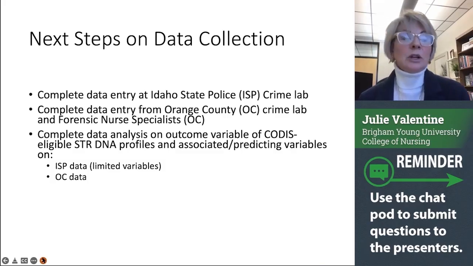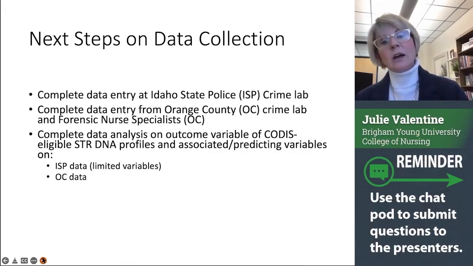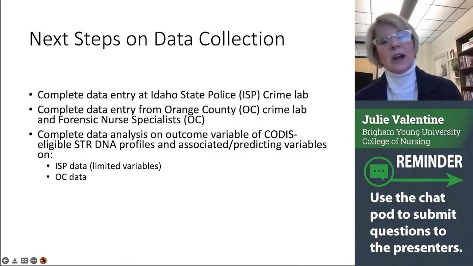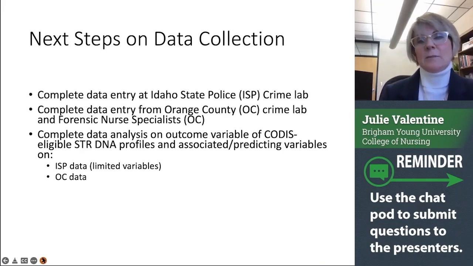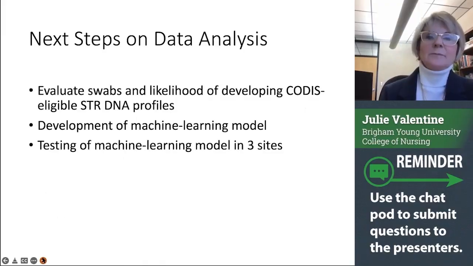And then we will be looking at the same things that we have looked at here in Utah with these other data sets from Idaho and Orange County. Are we finding the same predicting variables? We're then working with our state crime lab to do 6 months as a pilot study of testing all swabs. And we are working out the process and decision-making steps for that.